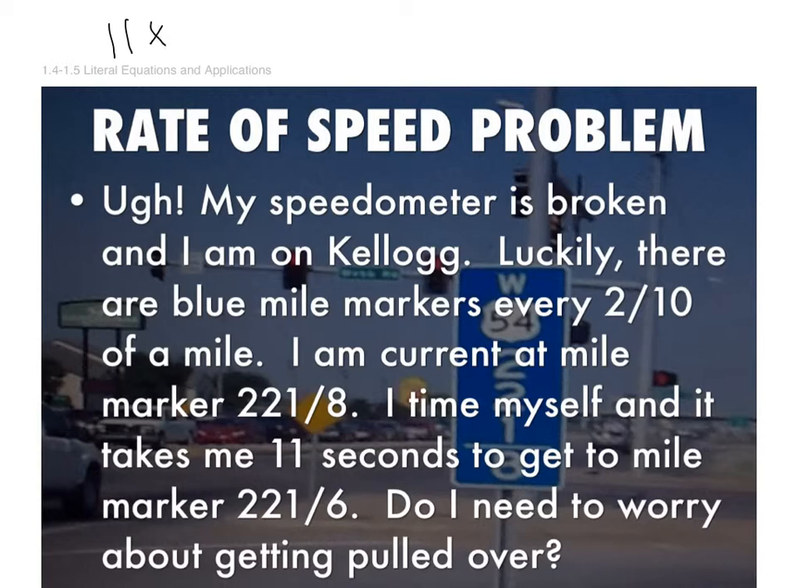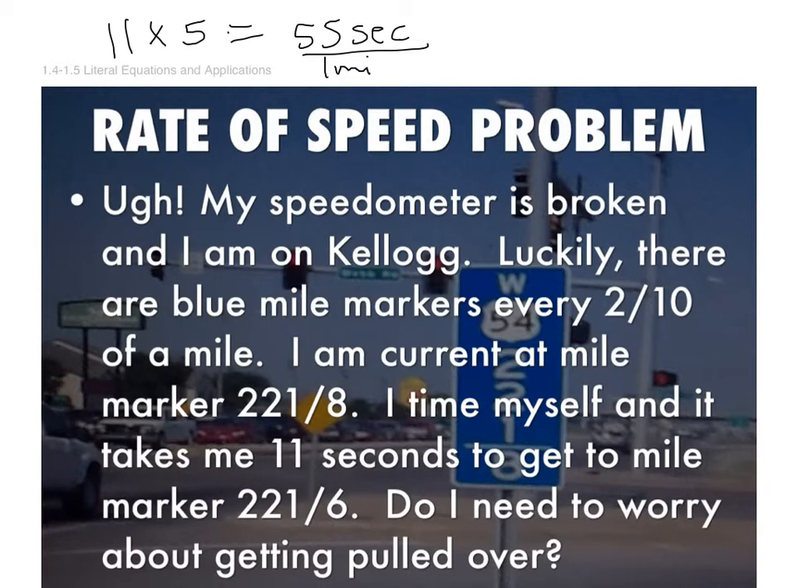It took me 11 seconds. And there's 5 2/10. So that's going to make 55. So it should have taken me 55 seconds to get from one complete mile marker to the next complete mile marker. All right? So I want to know what my rate of speed is. So that's 55 seconds per 1 mile.